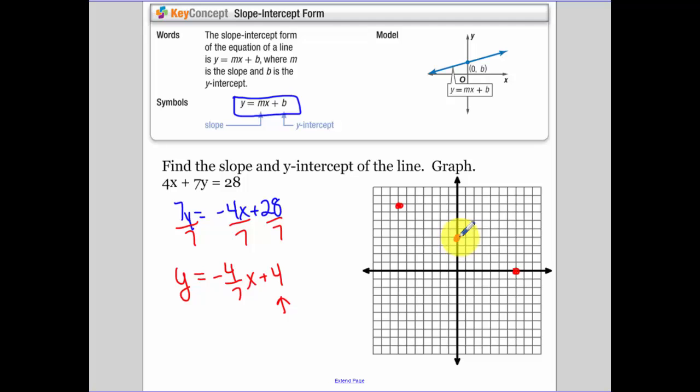When you're graphing things in slope-intercept form, I would like 3 points, and make sure I can tell that you have 3 points, and then connect them with your ruler. That's why we use a ruler, so that it goes through all 3 points. I was trying to freehand it.